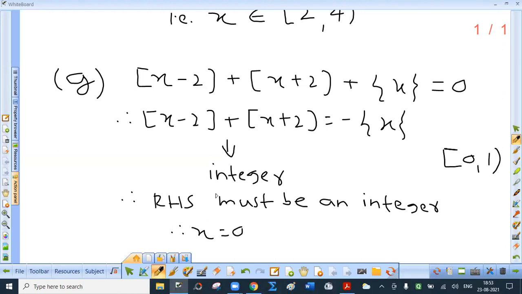We can verify this. Put x equal to 0. So the step value of minus 2 is minus 2. 0 plus 2 is 2, step value of 2 is 2. Minus 2 plus 2, 0. What is the fractional part of 0? 0. Is minus 2 plus 2 plus 0 equal to 0? Yes, it is.